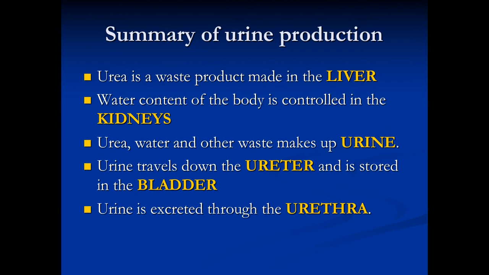So, a summary of urine production. Urea is a waste product that's made in the liver, and your body needs to get rid of it. Water content of the body is controlled by the kidneys. Urea, water, and other waste makes up your urine. Urine travels down the ureter and is stored in the bladder, and then is excreted through the urethra.